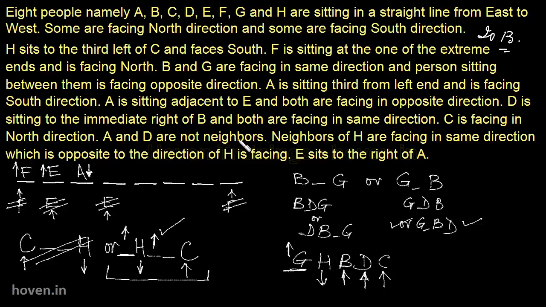So this one fact is also correct, and neighbors of H are facing in same direction, which is opposite to the direction of H. So neighbors of H are G and B, and they are facing in same direction upwards, and they are opposite. E sits to the right of A. E sits to the right of A, yes, because A is facing downwards, so right would be towards this side. So this is the arrangement that is required in this case.